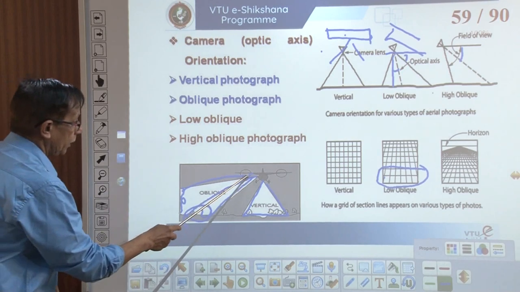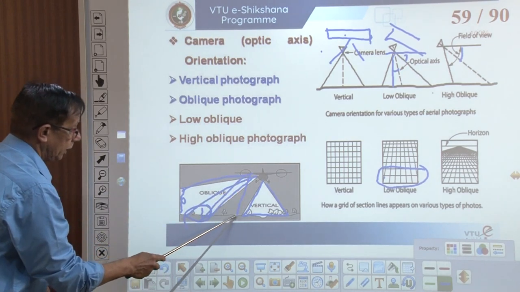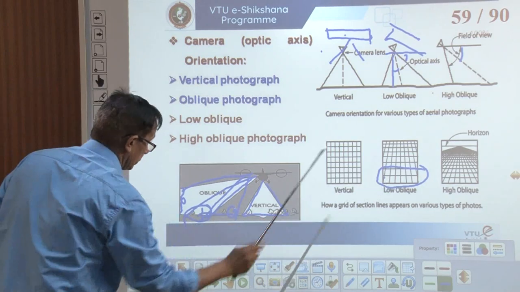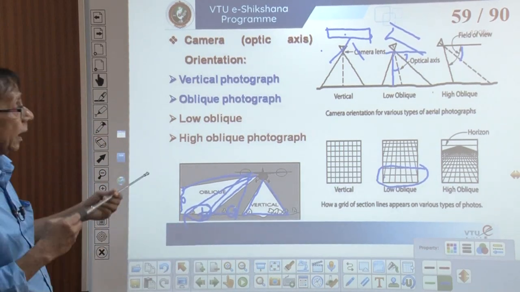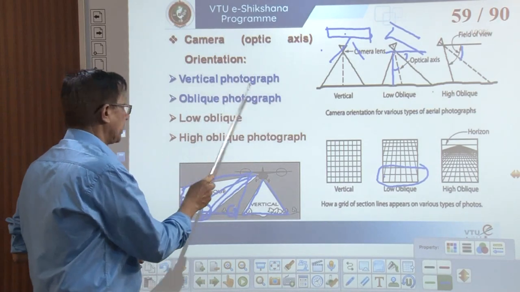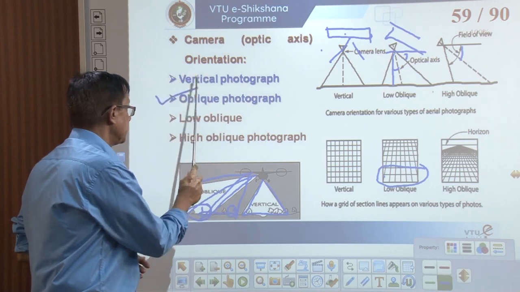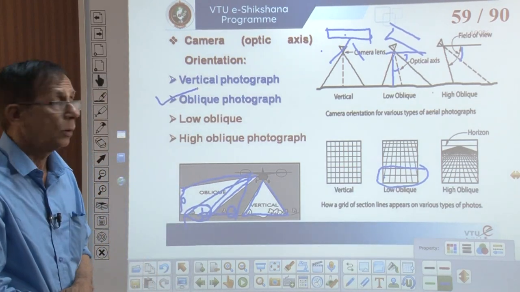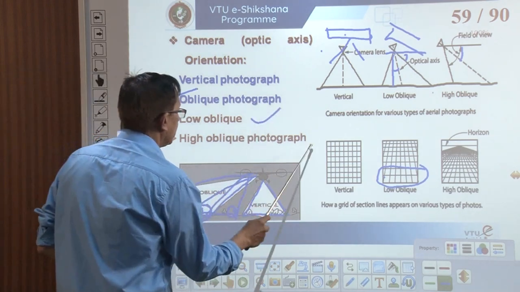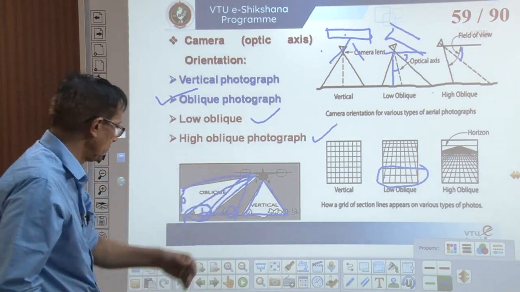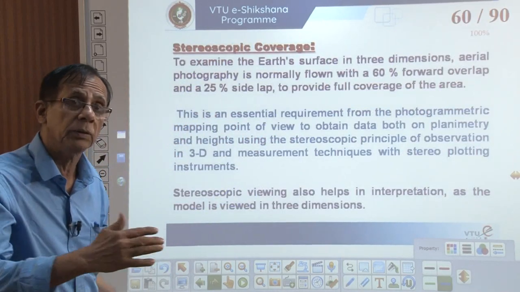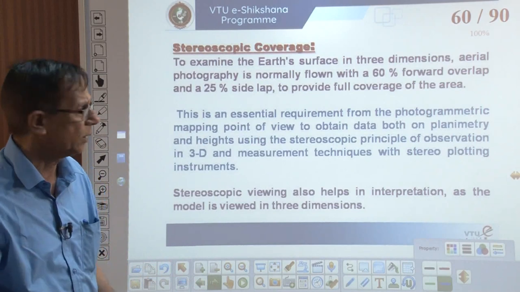At the most, if I change, at least this much area I will be able to photograph and make use of. Therefore, the angle of tilt is very important. We have vertical photographs and oblique photographs, and our complexity varies with the kind of oblique photography. There are again low oblique and high oblique photographs. Just now we mentioned these are another important factor, and again, our various other activities depend on this.